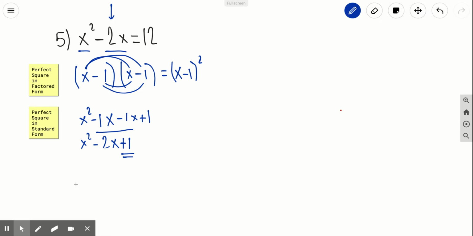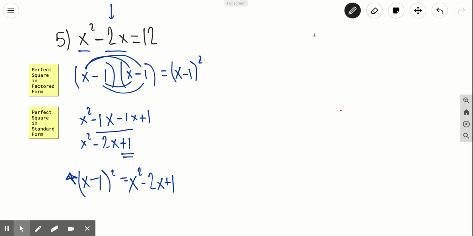In other words, x minus 1 squared equals x squared minus 2x plus 1. Because all we did was factor x minus 1 times x minus 1.